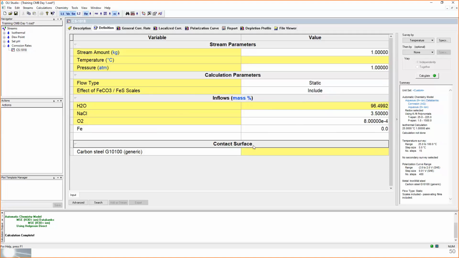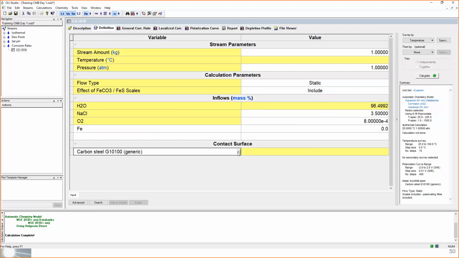Finally, you have the contact surface down here. The contact surface is another way of saying, here is where we define the material under study, okay? It could be an alloy, it could be an element. By default, the software selects the carbon steel 10100. We call it the generic carbon steel, okay? And this is the default one, but if you want to change it, you just click on it.